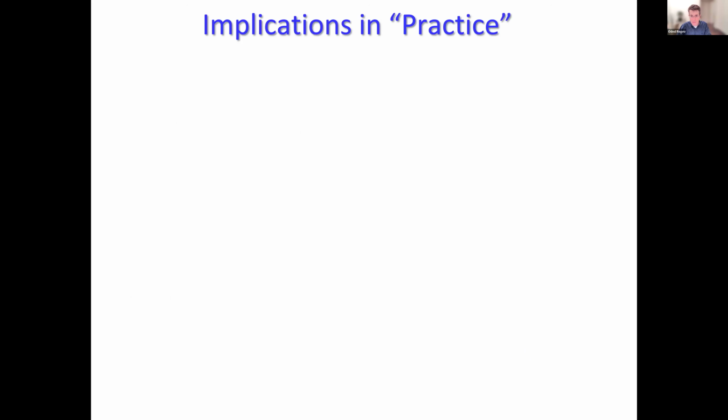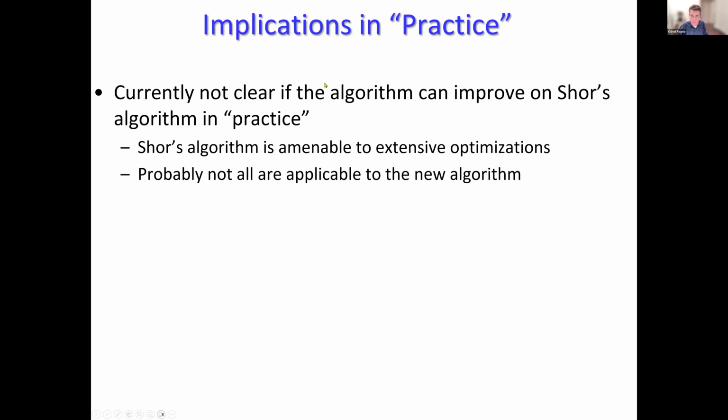Okay, so now let's say a bit more about implications in practice. And I'm saying practice in quotes because I don't yet have a real quantum computer to test it on. It could depend a lot on the architecture. If you have superconducting qubits, trapped ions, neutral atoms, optical, it depends really on the architecture you have in mind, and it's a difficult question. I'll be fully honest: it's not clear currently if it can improve on Shor's algorithm in practice, because I don't know what practice is, partly.